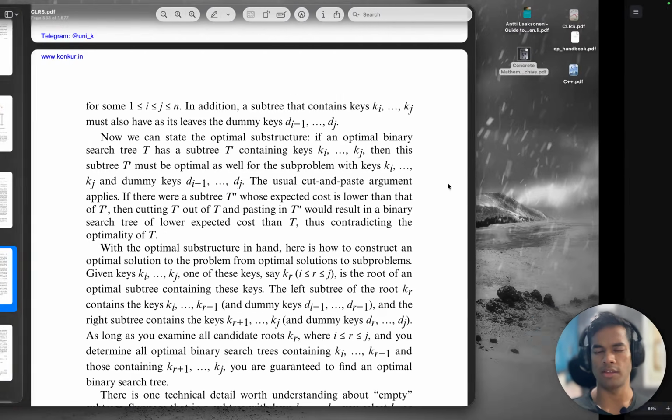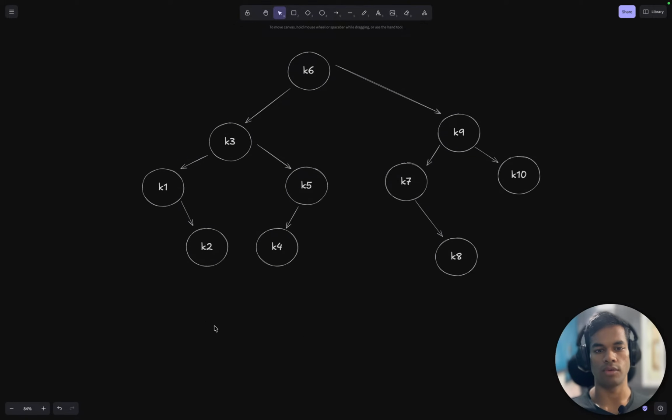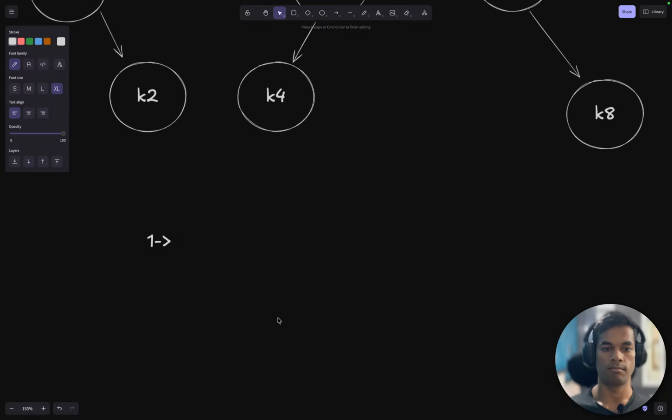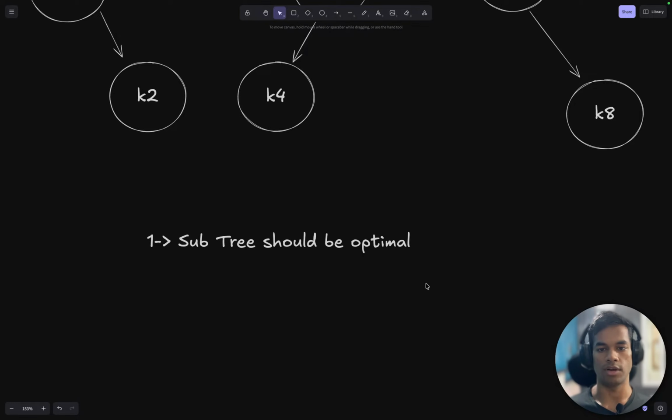Okay, that is true. So we know two things. First of all, the subtree should be optimal. That is one thing that we know.